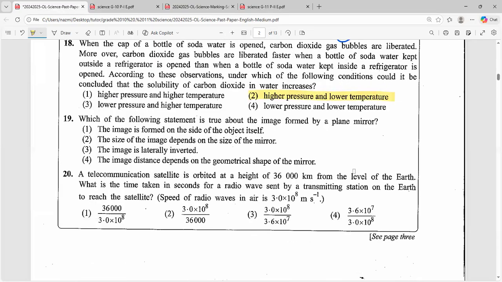Which of the following statements is true about the images formed by a plane mirror? Laterally inverted, no?